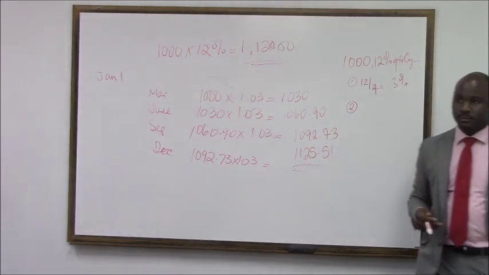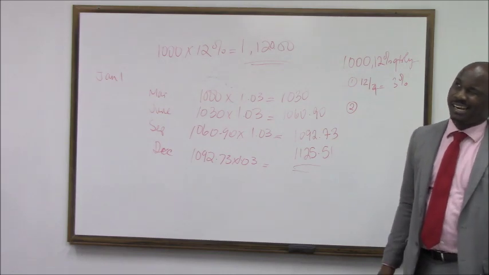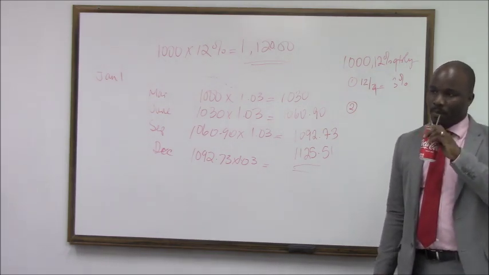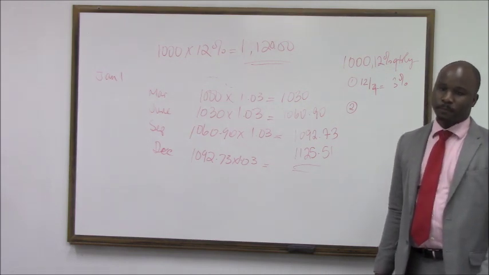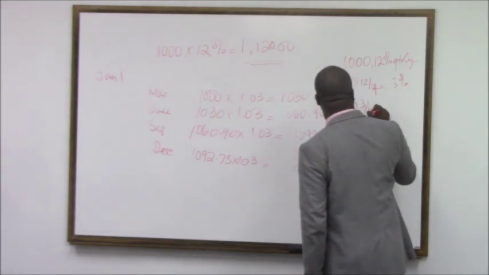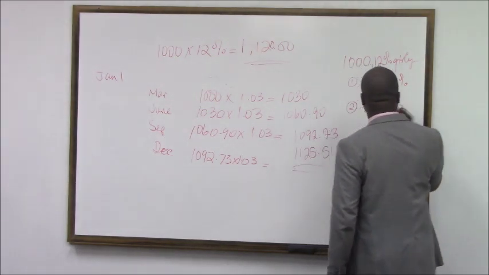How do you do that? Let's go back to grade school. How do you make a percentage a decimal? Divide by 100. Right. So you take your 3 divided by 100, you get 0.03.